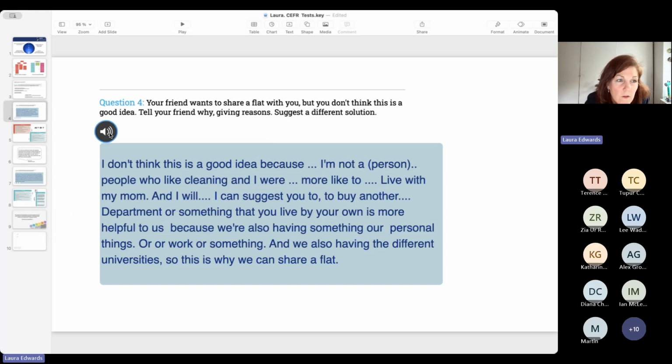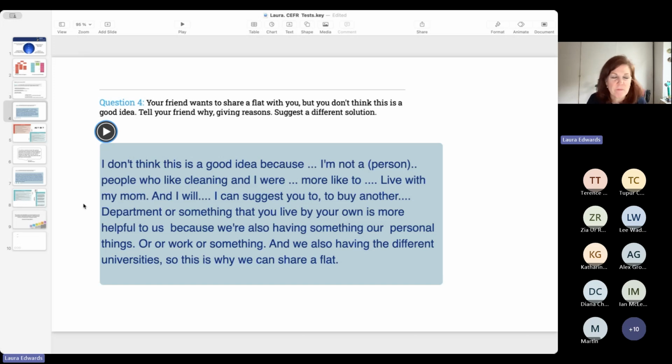Okay, so, I don't think this is a good idea because I'm not a person who's like cleaning, and I would more like to live with my mom, and I can suggest you to buy another apartment or something and to live on your own is more helpful to us because we're also having something, our personal things or work or something, and we also having a different university, so this is why we can share a flat.